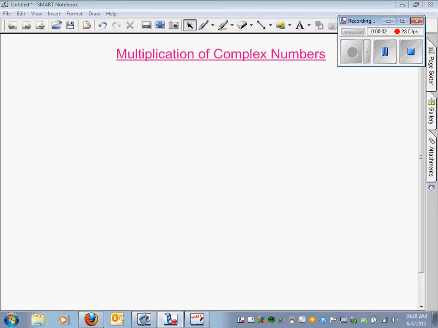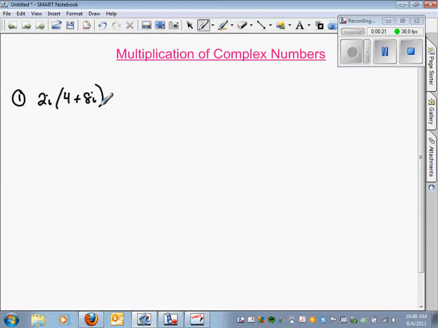Just as we could add and subtract complex numbers, we can also multiply them. We're going to begin by looking at multiplying an imaginary number, 2i, times the complex number, 4 plus 8i.